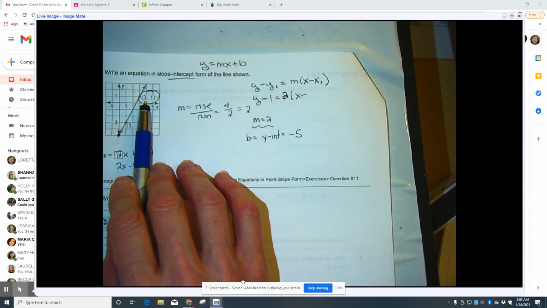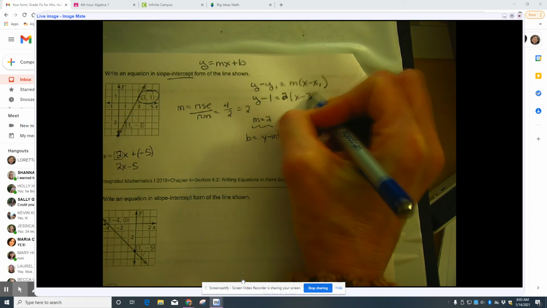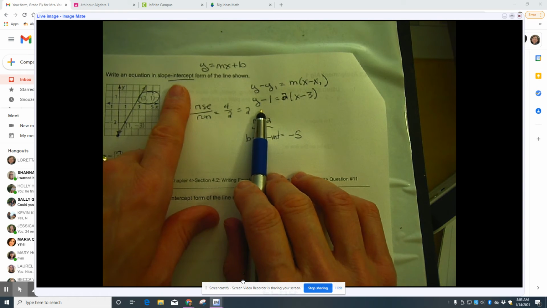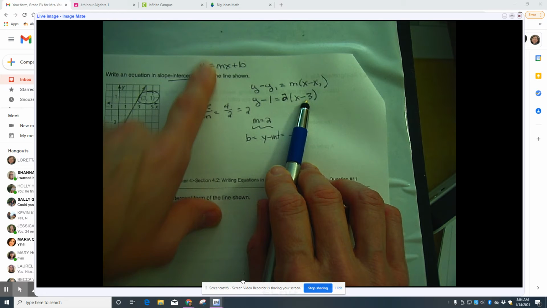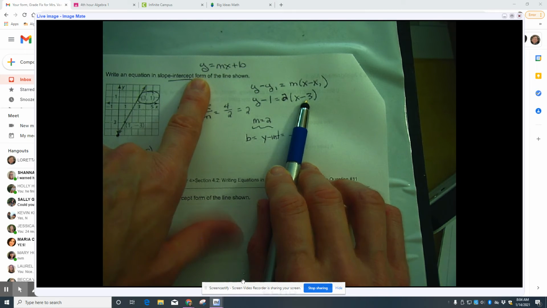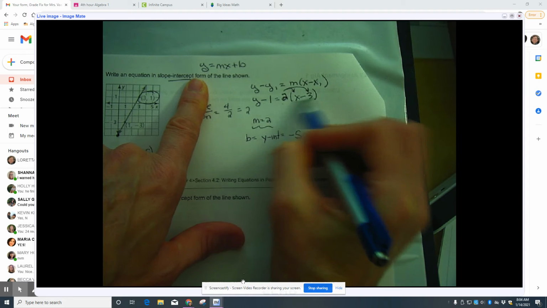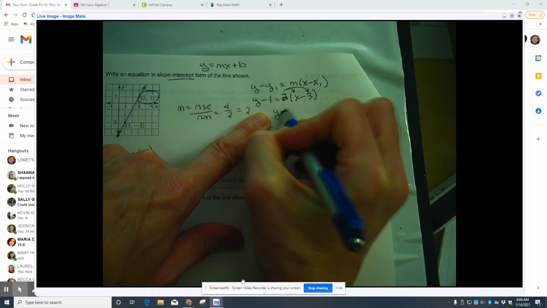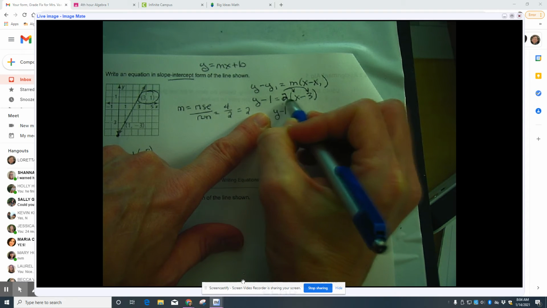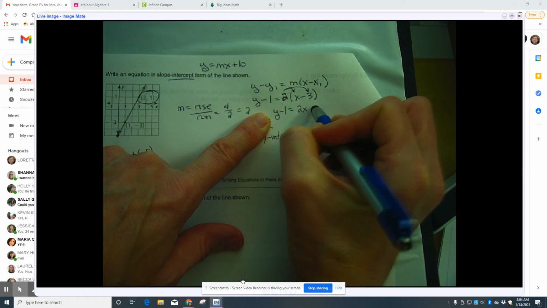It's a little bit hard to see. Now they wanted it in slope-intercept form, so I need to simplify this until it has y all by itself on one side of the equal sign. PEMDAS, or order of operations, tells us to do parentheses first. So on the left side of my equal sign, I'm just copying y minus 1 equals 2 times x, which is 2x. 2 times negative 3 is negative 6.